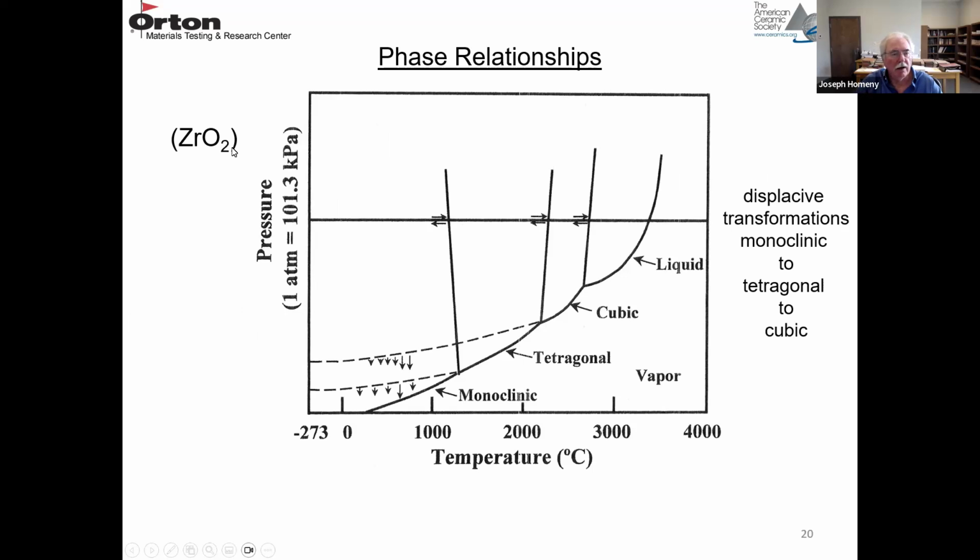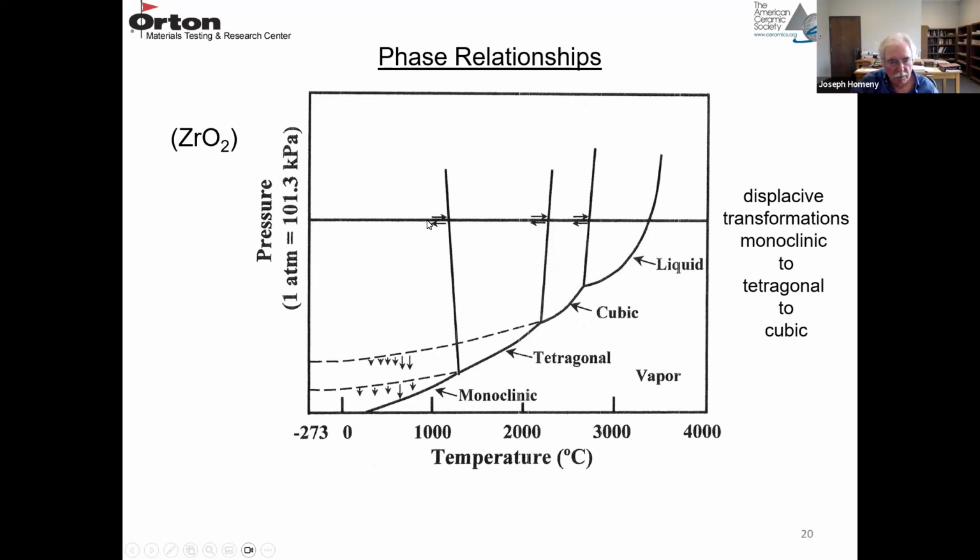So this is the phase diagram for ZrO2, pressure versus temperature. This horizontal line is 1 atmosphere. So there are some displacive transformations, monoclinic to tetragonal and tetragonal to cubic. That's heating. On cooling, it's the reverse, cubic to tetragonal to monoclinic. So here's a region of liquid. Here's the cubic phase of zirconia. Here's the tetragonal phase. And then over here is the monoclinic phase.